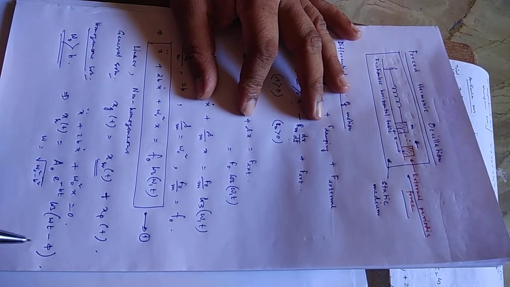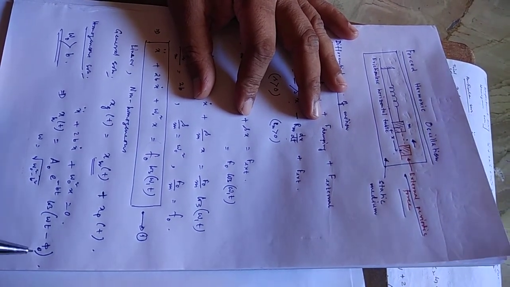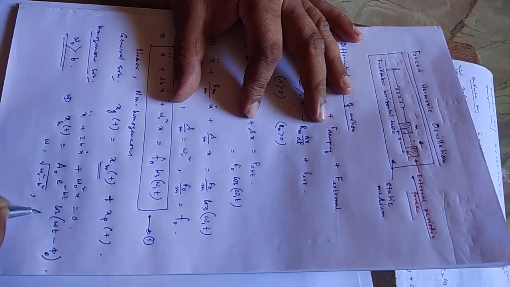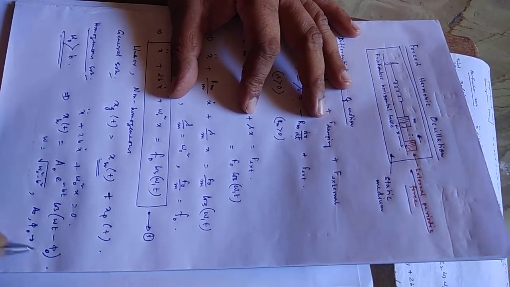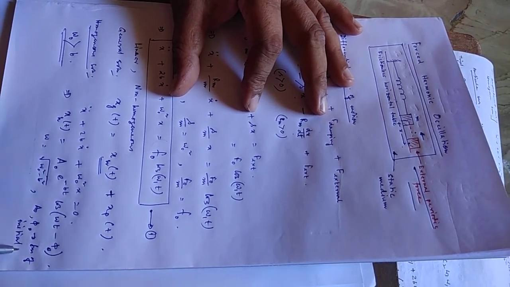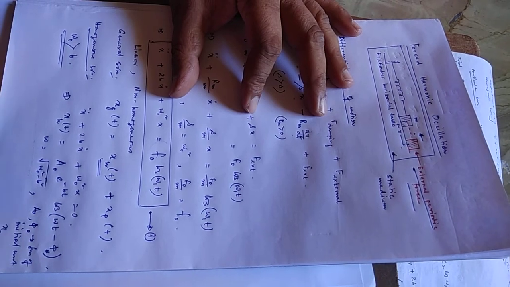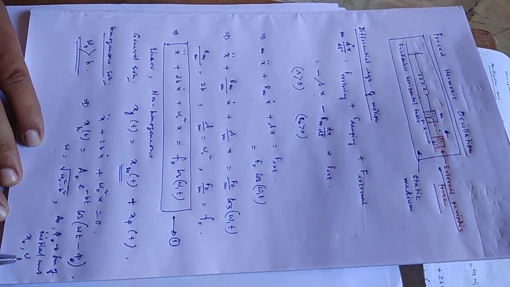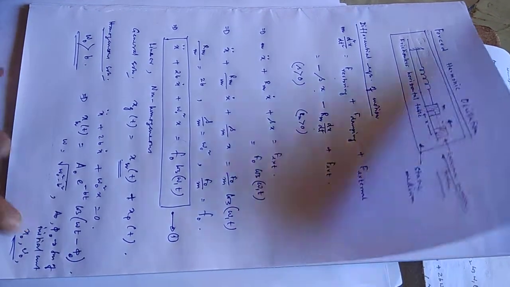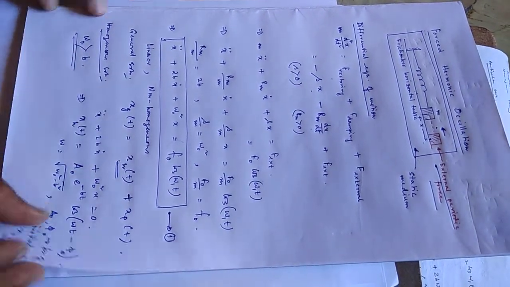And phi naught, a naught, these are all functions of the initial conditions, that is x naught and v naught. So this is the solution of the homogeneous part. Now the particular solution.